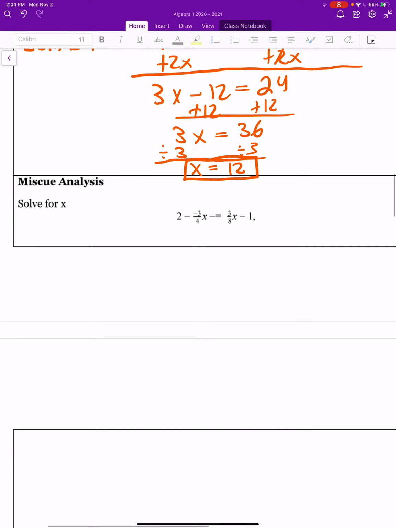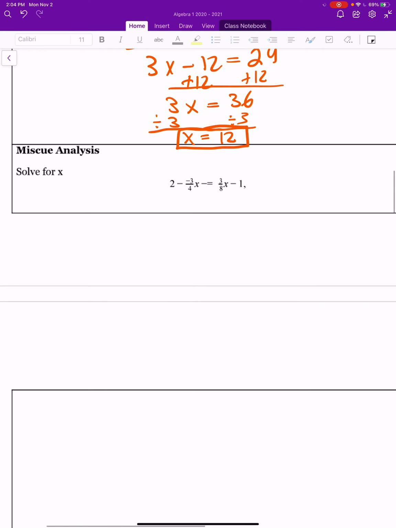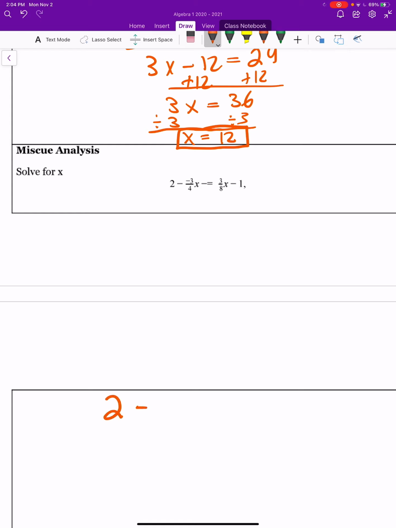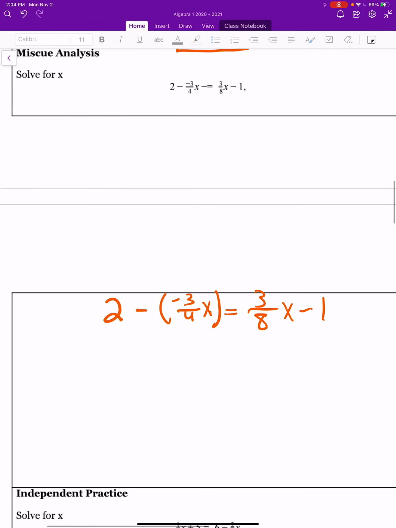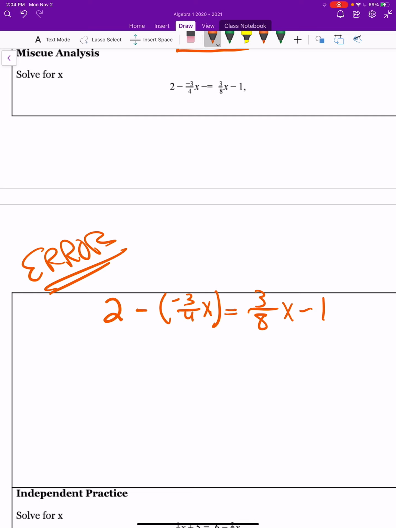So this was poorly edited. But now let's go again. Let's go through the miscue analysis. I'm just going to rewrite it here. 2 minus -3/4 x equals 3/8 x -1. All right, so here's a formula. Where is the error? And this is going to be an open response question. So where is the error? Where is the miscue?